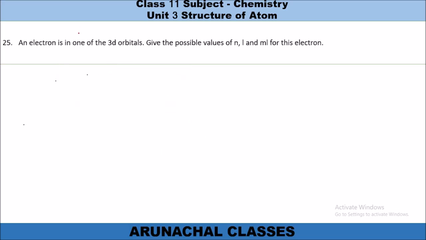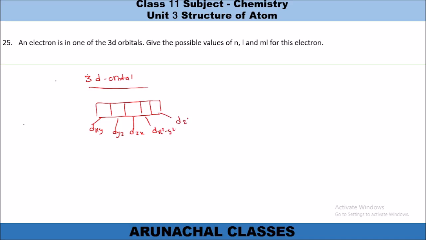Question number 25. An electron is in one of the 3D orbitals. We have 3D orbital, so there are 5 D orbitals: 1, 2, 3, 4 and 5. D_xy, D_yz, D_zx, D_x²-y² and D_z². So an electron is there in any one of the 3D orbitals.